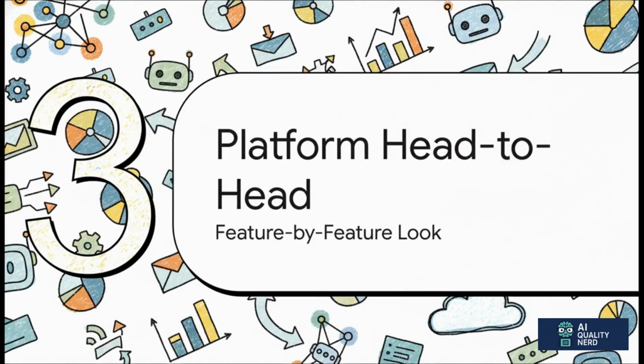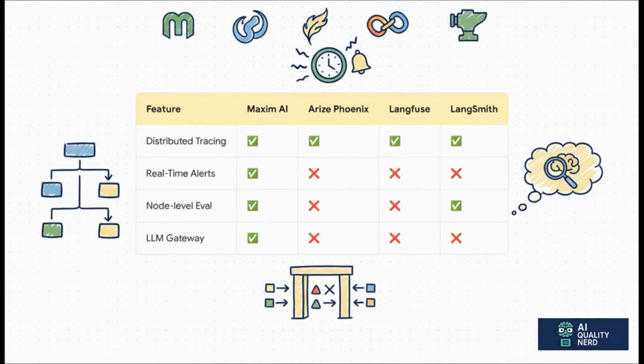All right, now for the main event. We're putting 4 of the leading platforms under the microscope: Maxim AI, Arize Phoenix, Langfuse, and LangSmith. Let's see how they really stack up across our 5 dimensions. Kicking things off with observability. You'll see pretty much everyone covers the basics, things like distributed tracing, but where they really start to diverge is in the production-focused features. Maxim AI, for example, offers things like real-time alerts and an LLM gateway. And those are absolutely crucial for teams that need to diagnose issues instantly. Now, the other platforms might need a bit more custom work for that, which could be a perfect fit if your team prefers a more modular open-source setup.